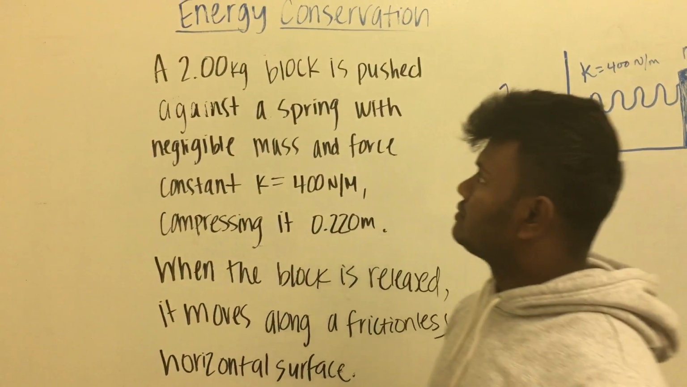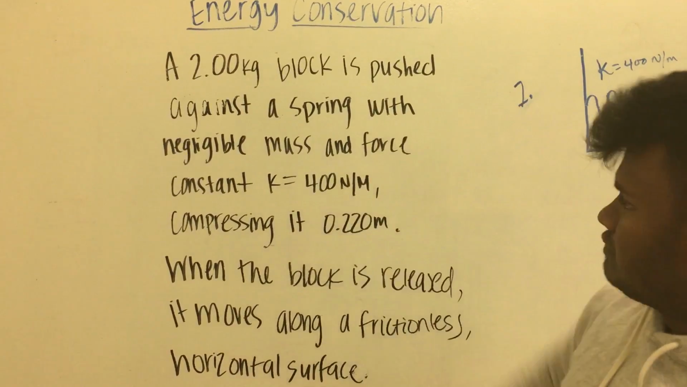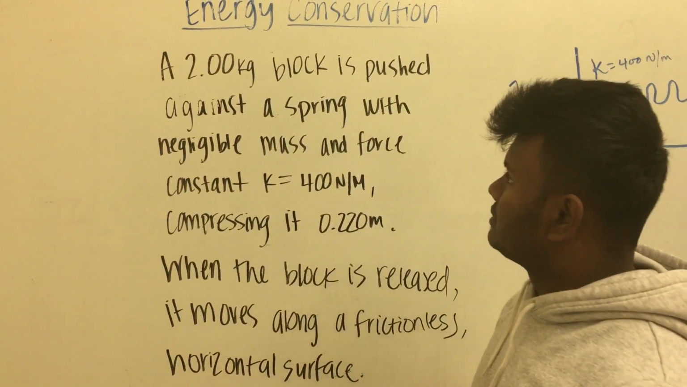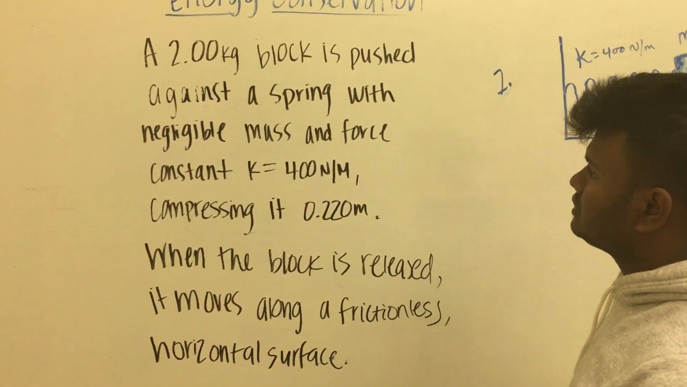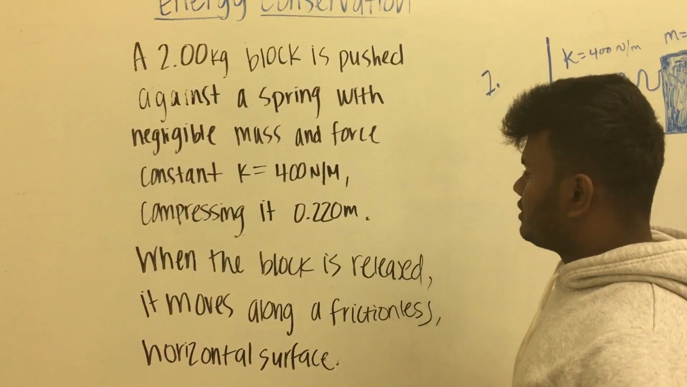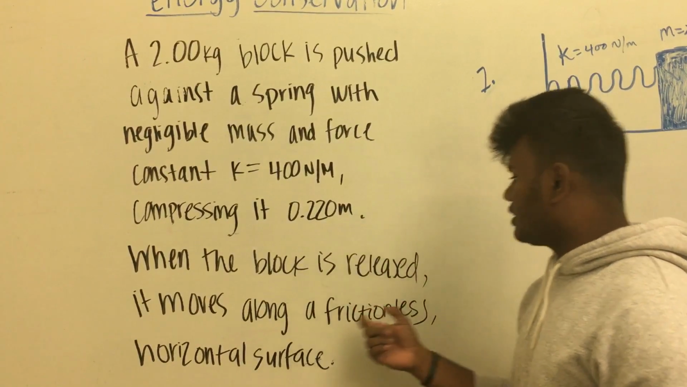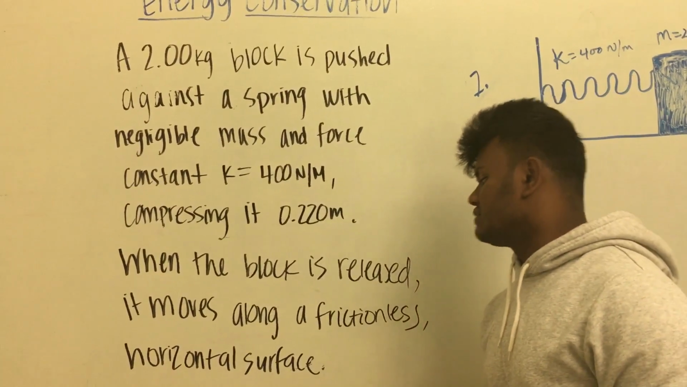I'm doing a physics problem today from energy conservation, and our problem today is going to be something like a 2 kilogram block is pushed against a spring with a negligible mass and force constant k = 400 newtons per meter, compressing it some distance. When the block is released, it moves along a frictionless horizontal surface.